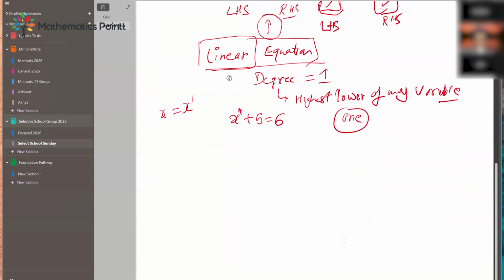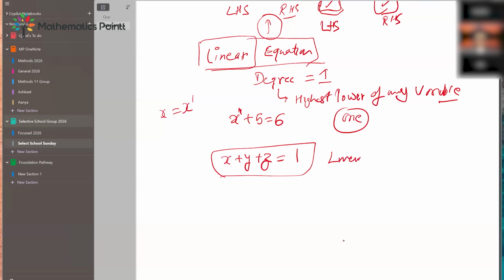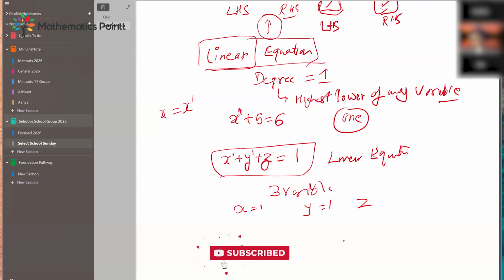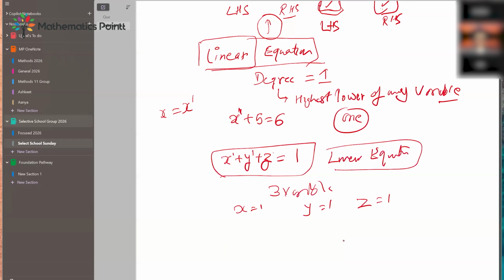Now, someone just wrote on the chat, a linear equation is that equation which has got one variable. No. So if I have x plus y plus z equals 1, this is still a linear equation. Why? I have three variables in it, x, y, and z. What is the highest power of x? 1. You see, x is power 1. What is the highest power of y? 1. What is the highest power of z? 1. So it is a linear equation.